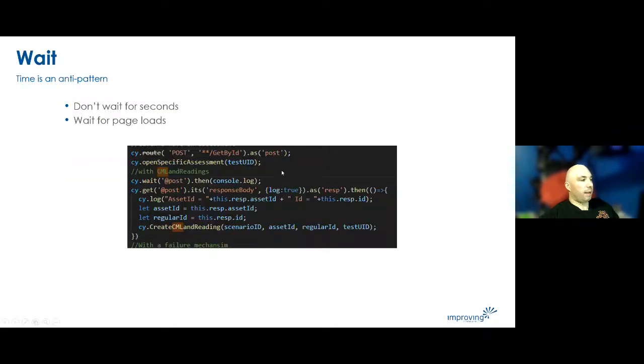And here, I'm waiting for that response from Open Specific Assessment to come back. And I've showed you this code snippet before, so I can create a CML reading getting the IDs off that response.